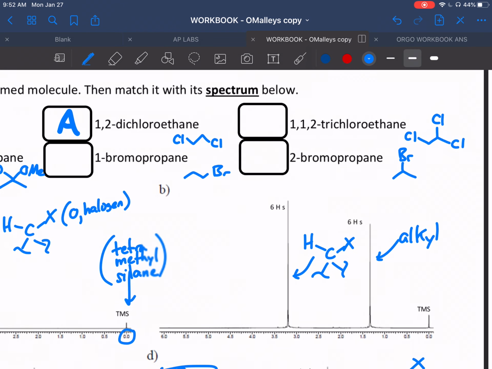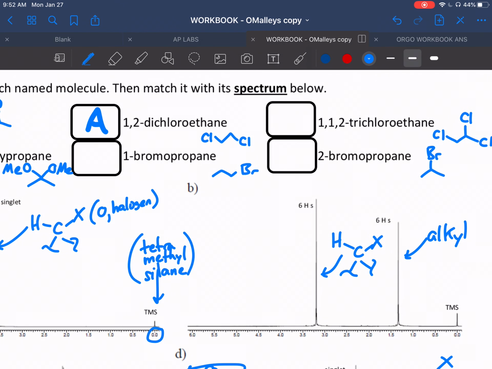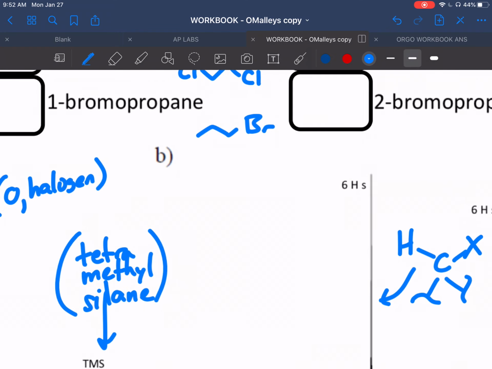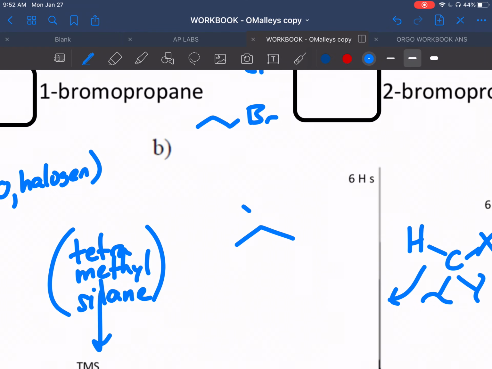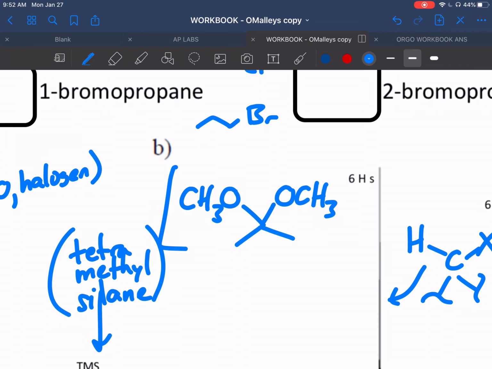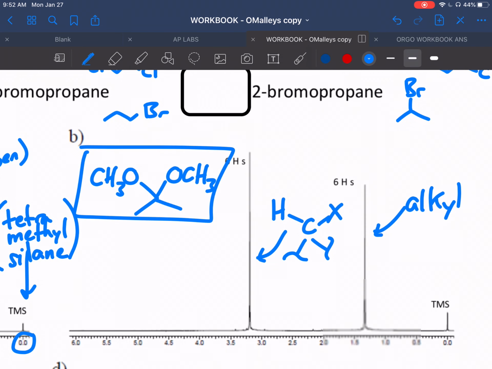And if we look up above, we see plenty of oxygens and halogens in the remaining 4 compounds, but the only one that works for this would be the dimethoxypropane molecule because of the location and the splitting pattern. And once you draw the structure, you can make sense of why this compound is what it is.